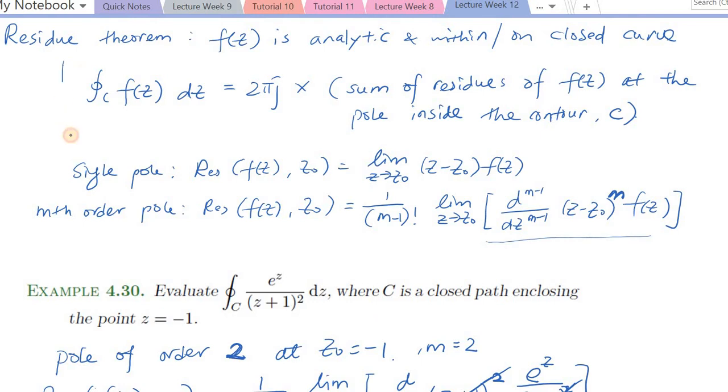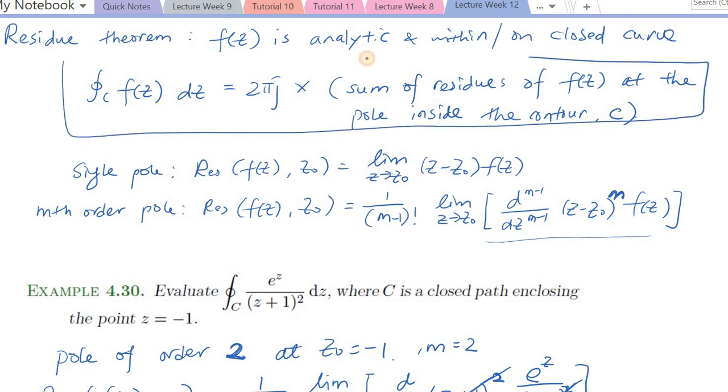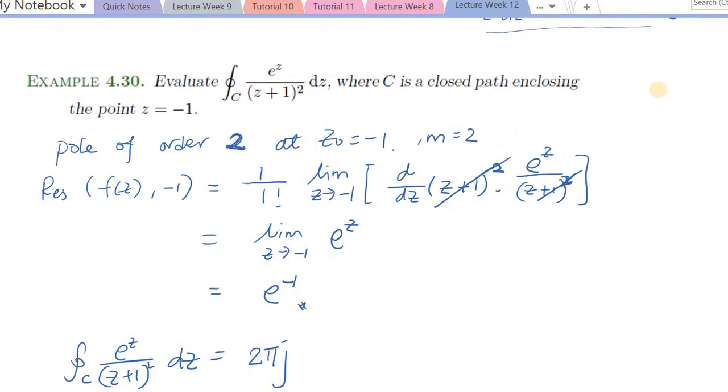Okay, 2 pi j, and then multiply with the sum of the residues of f(z) at the poles inside the contour. So this is the only pole inside the contour. Alright, so 2 pi j multiplied with the exponent -1.